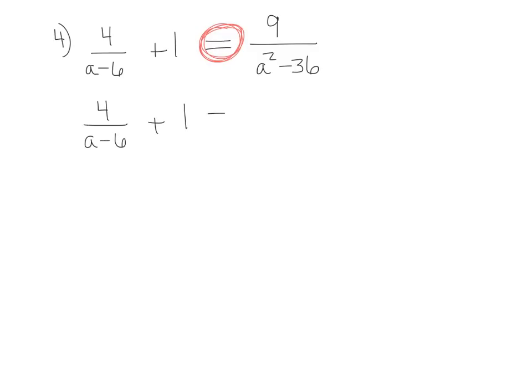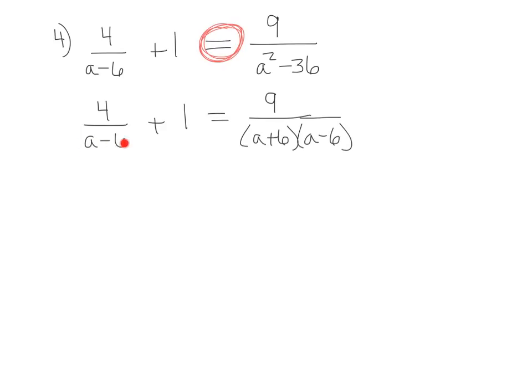Plus 1 equals 9 over, and a difference of perfect squares will be a plus 6 times the quantity a minus 6. I've got that memorized. I hope you do too. All right, now we need to find a common denominator.